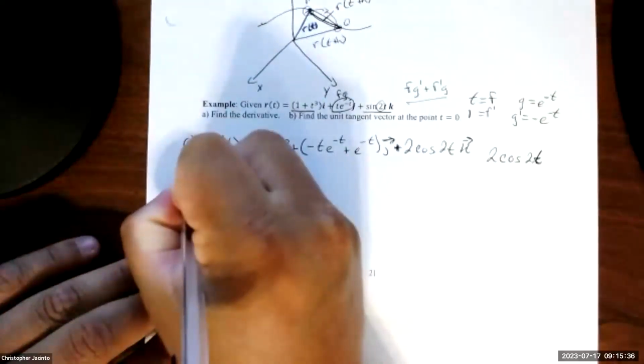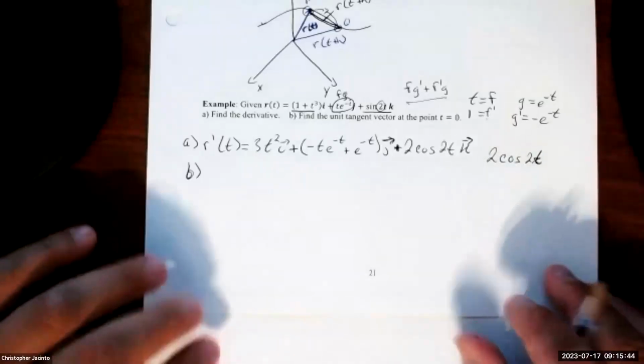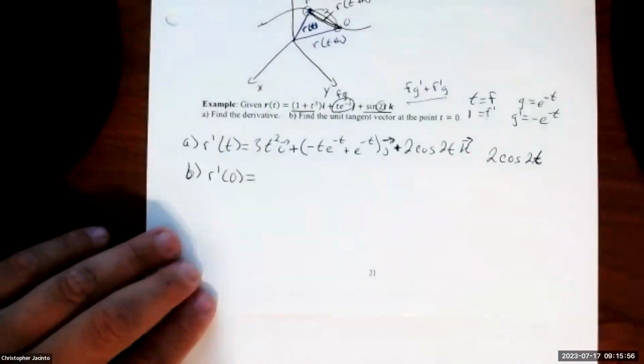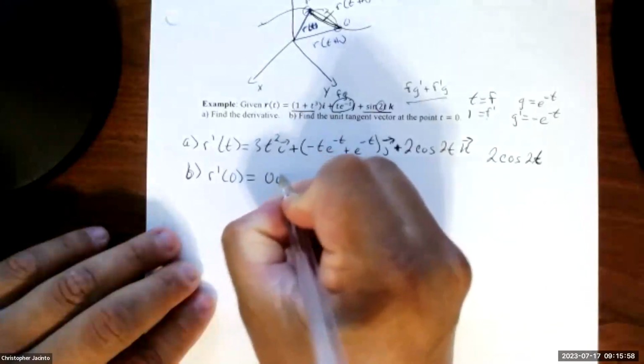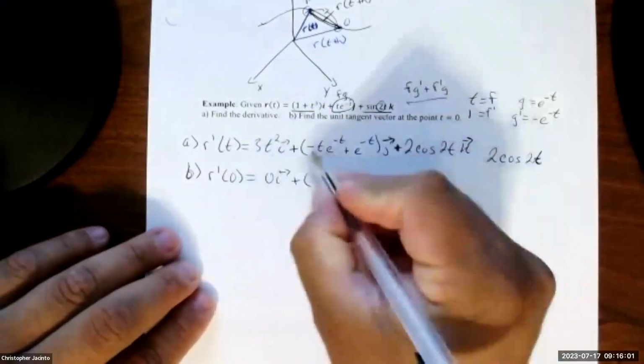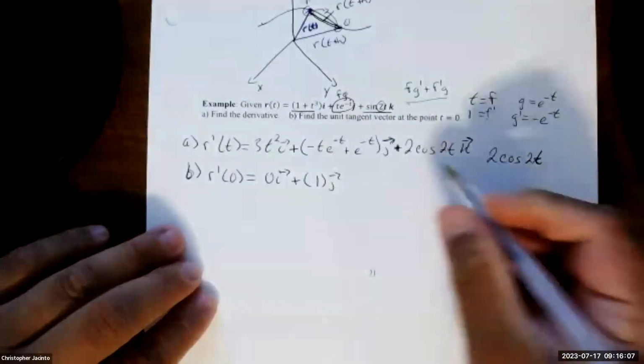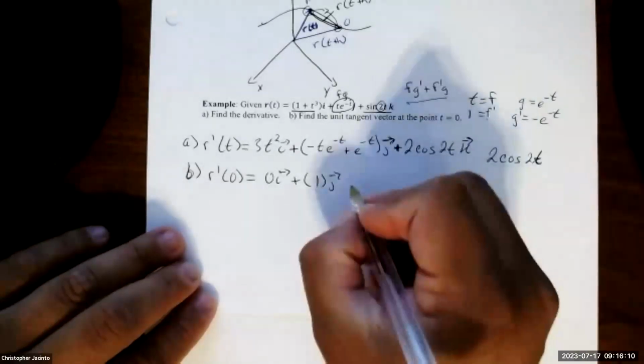Okay, so now that we have that, that's part A. Find the derivative. Perfect. Part B: find the unit tangent vector at the point t equals 0. Okay, all right. So before we do anything, let's find the derivative at t equals 0. Make it easier for ourselves, right? So the derivative at t equals 0 just means plugging in 0 for everything we have. So 3 times 0 is just going to be 0. That goes away, and e to the 0 is just 1. And cosine of 0 is 1, so we just get 2.